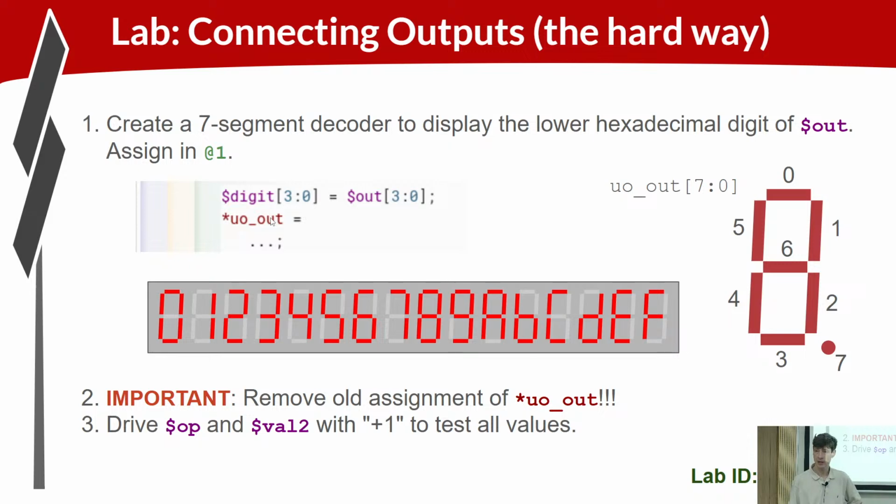UO out is an 8-bit, right? And we've got the segments labeled here. This is bit 0, bit 1, bit 2, 3, 4, 5, 6, and 7. We're not going to use the decimal point, so output 7 will always be a 0. We'll code this as a complete assignment for 8 bits, but in all the cases you'll use bit 7 as 0.